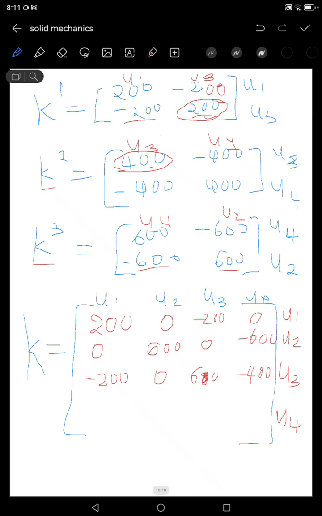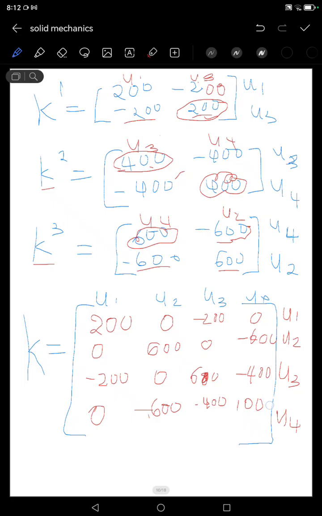Okay, and then U4, U1. Do we have U4, U1? Nope. U4, U2, which is negative 600. This one. So we have a negative 600. U4, U3. Do we have U4, U3? Yes, it is this one. We have a negative 400 here. Do we have U4, U4? Let's check. It's this one and this one. It's gonna be this part plus this part. 400 plus 600, which is 1,000.